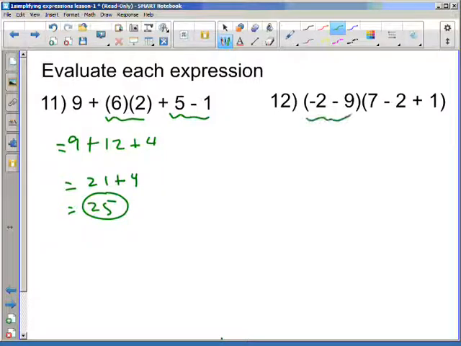Negative 2 minus 9 is negative 11, and then 7 minus 2 is 5. 5 plus 1 is 6. Negative 11 times 6, negative 66.